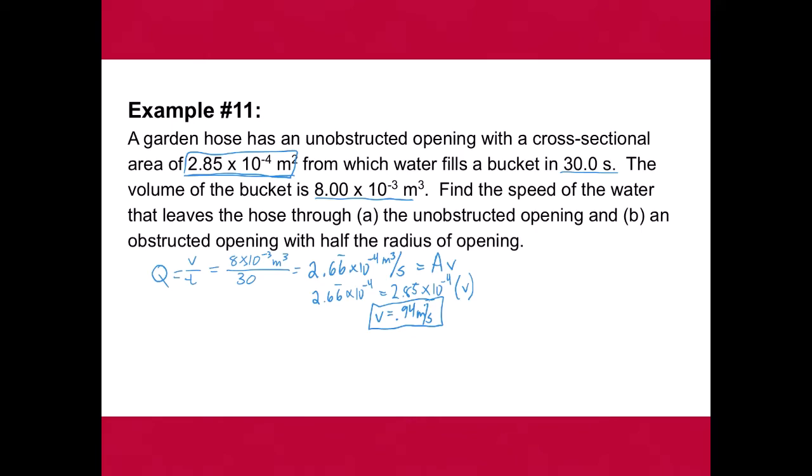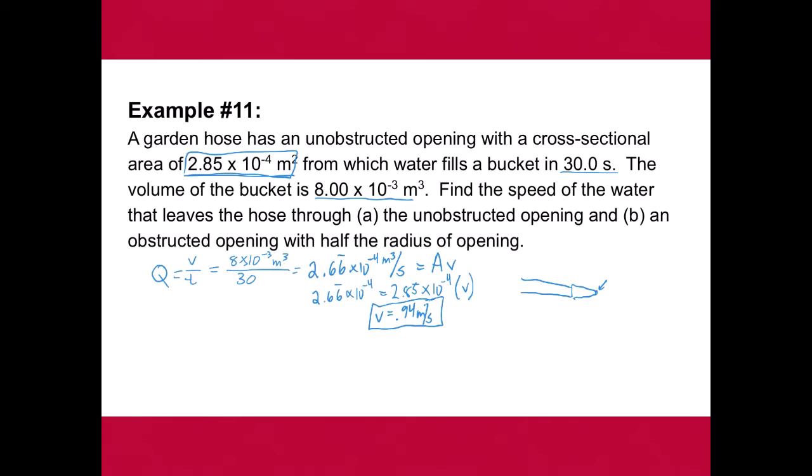Now the question in letter B is, what happens if we obstruct the opening with half radius? And you've seen this before. You have the end of your hose, and at the end of the hose they have something on there like this that kind of narrows it down, and so you now have a cross-sectional area that has half the radius of what it was before. That's what we're looking at.